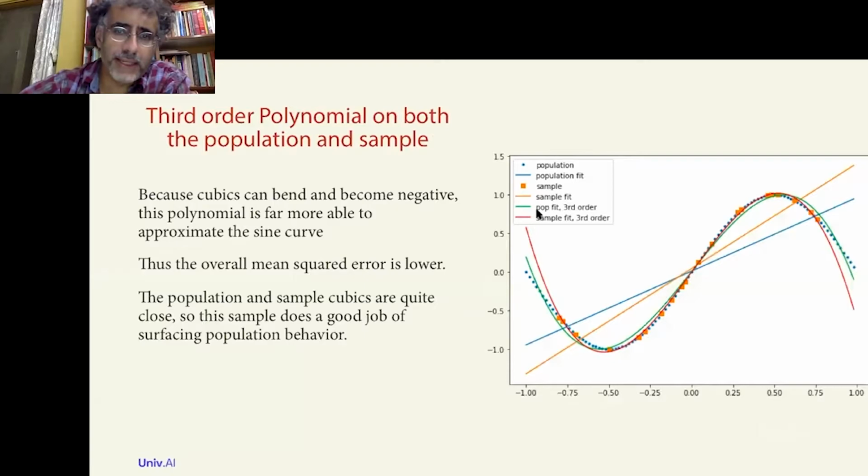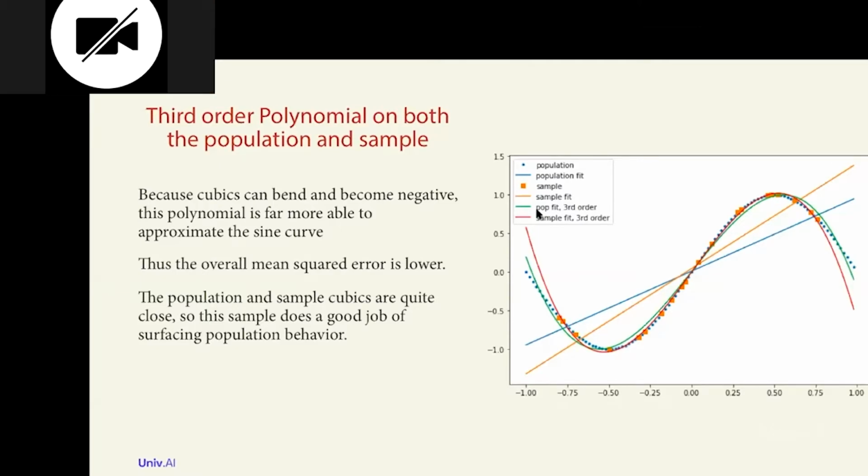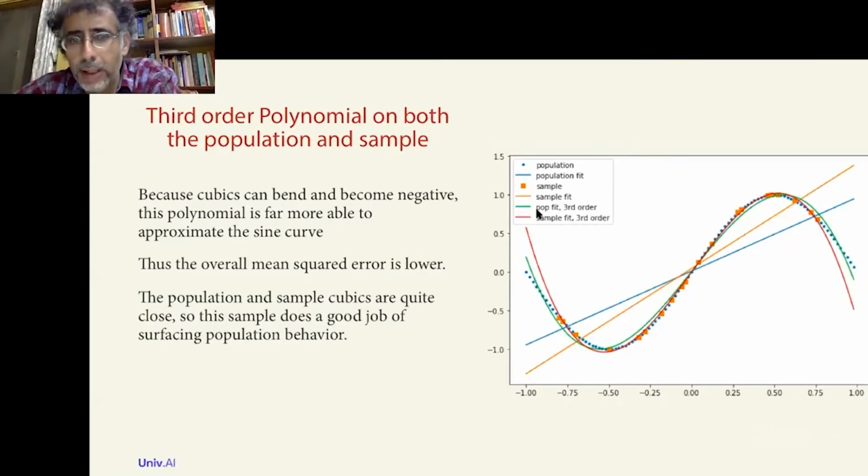Okay, so here's an example. Now I take a third order polynomial, a cubic, of the type a plus bx plus cx squared plus dx cubed. I use exactly the same idea: I make a prediction, subtract it from the data given on the sine curve, and find my fits. You can see that the population curve is green and the sample curve is red. They both do a much better job of capturing the sineness of the curve. That makes sense. Can somebody tell me why?